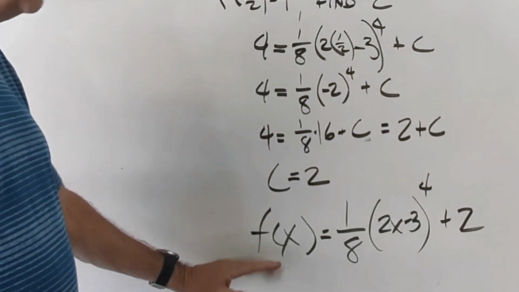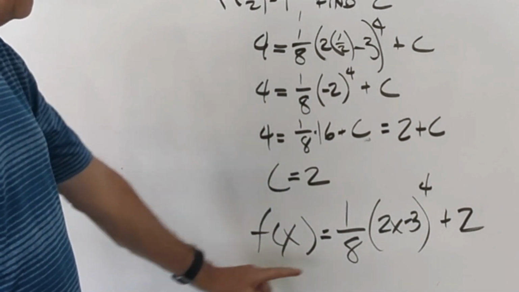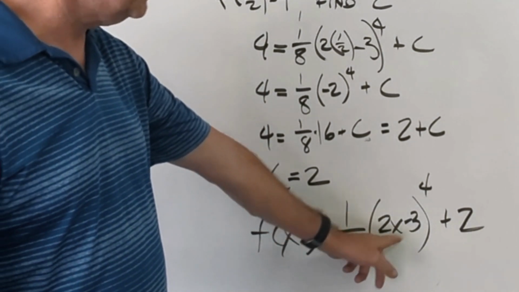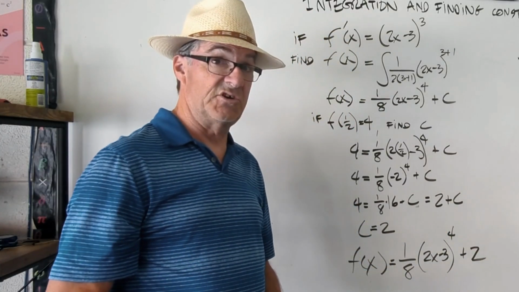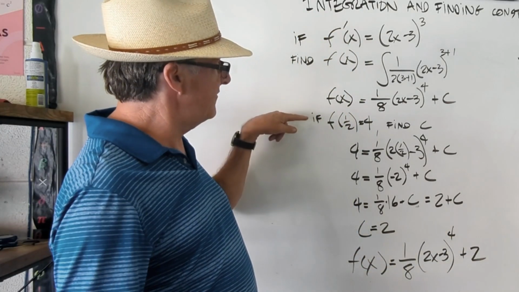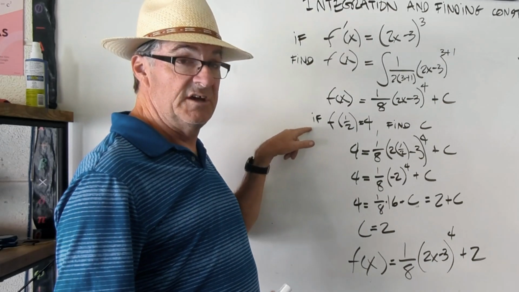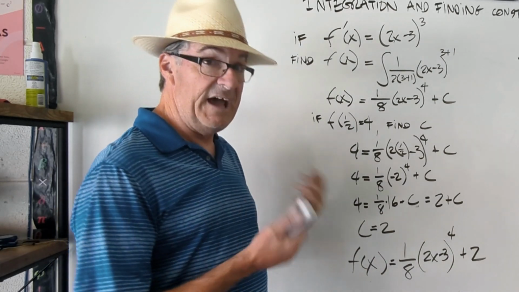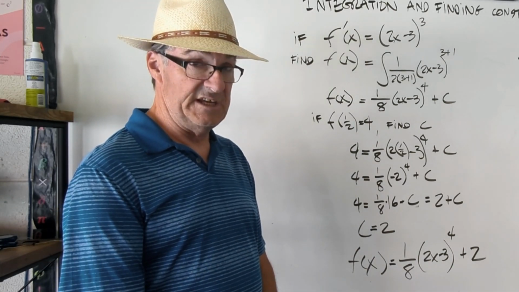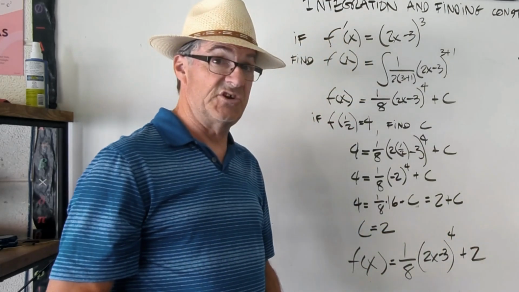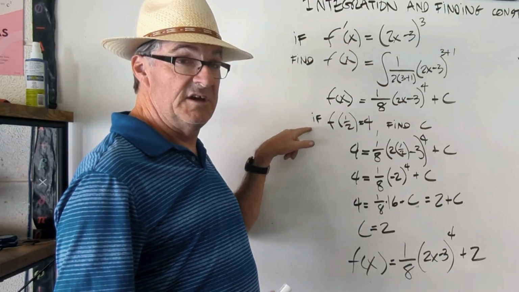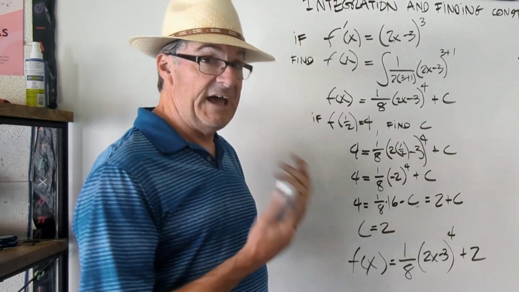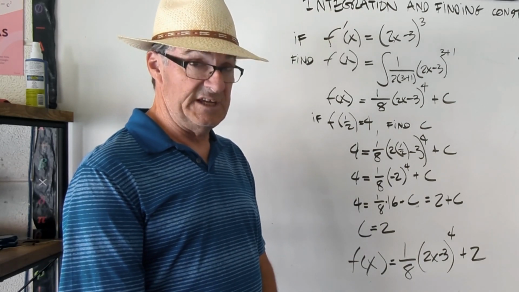Cool. So then we just come right back to our function. f of x is 1/8 times (2x minus 3) to the fourth power plus 2. So that's a definite integration because we were given this boundary condition. This tells us, or allows us, to find our c.